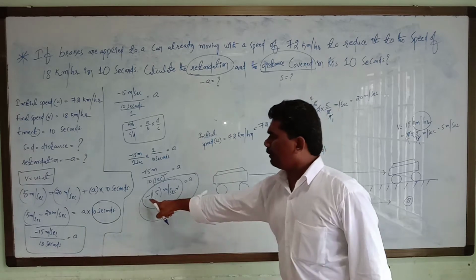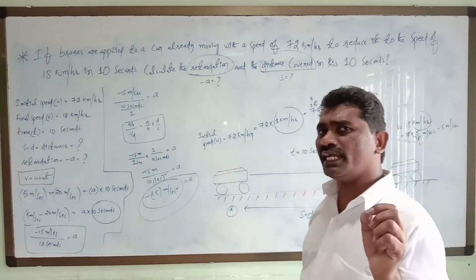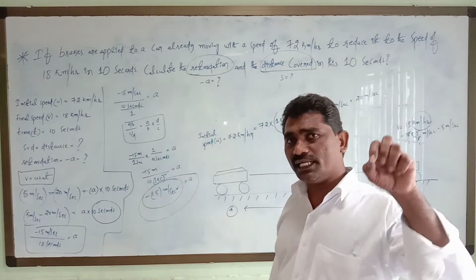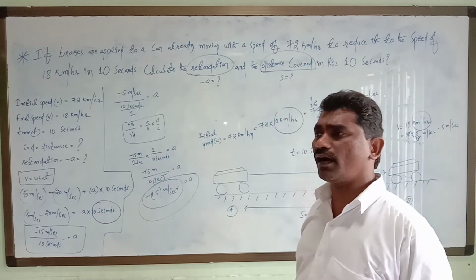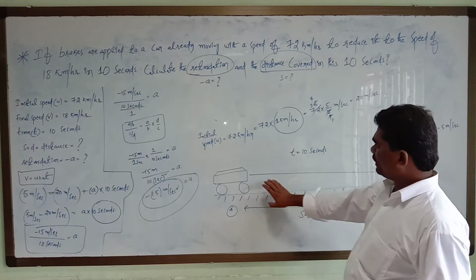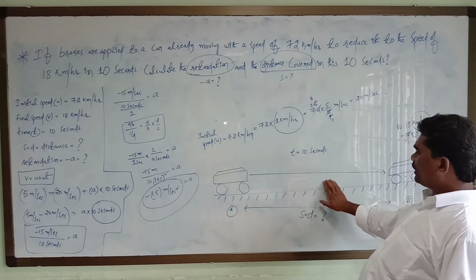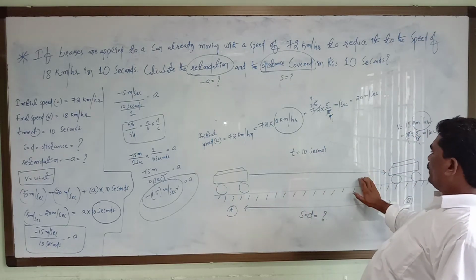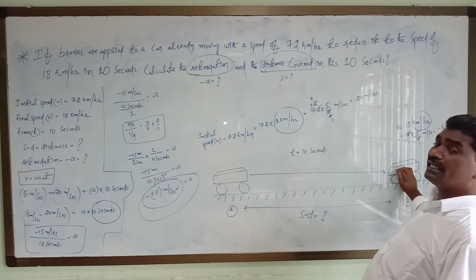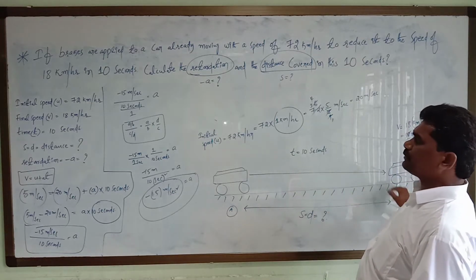What is the minus here? What does that minus indicate? Minus indicates retardation. There is a decrement in the speed of the car. So here the speed of the car is slowly decreasing. Here 72 km per hour, then 60 km per hour, then 50, 40, 30 km per hour, 20 km per hour, and here 18 km per hour. So like this, there is a decrement in the speed of the car.